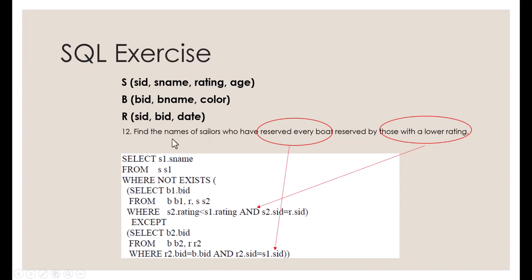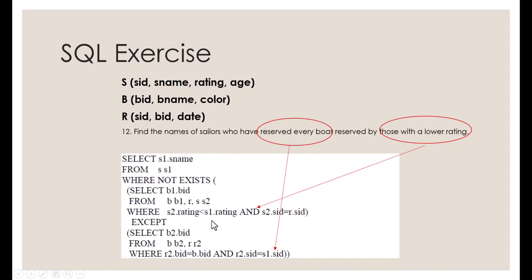Select the names of sailors. We're going to call it S1. So S1.sname, the name of the sailor, from S. And then we have WHERE NOT EXISTS. Again, NOT EXISTS will return true if whatever follows it is empty. So whatever boat IDs were returned here, and then we're subtracting the ones returned from the second subquery, we want that to be empty.